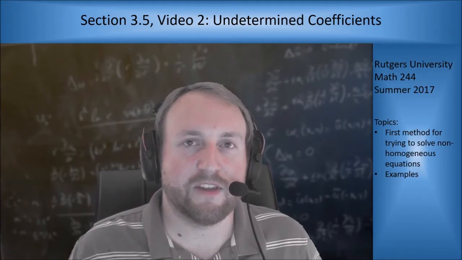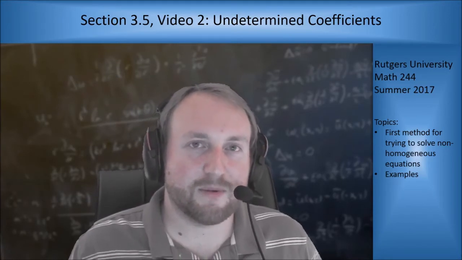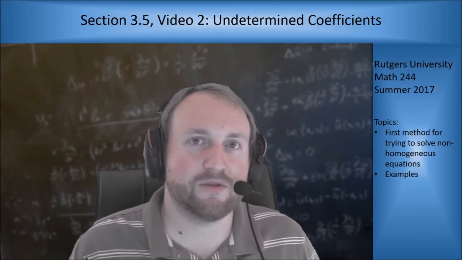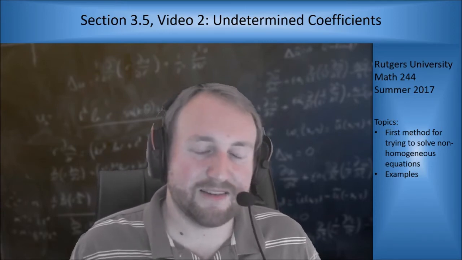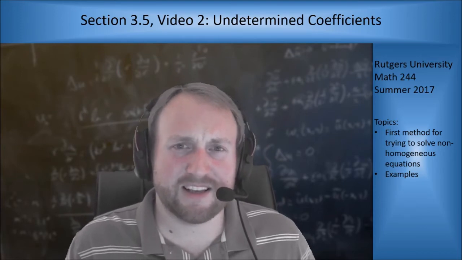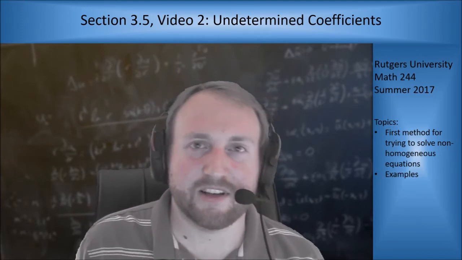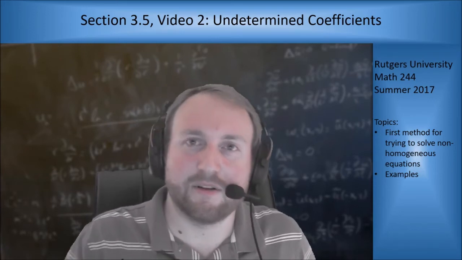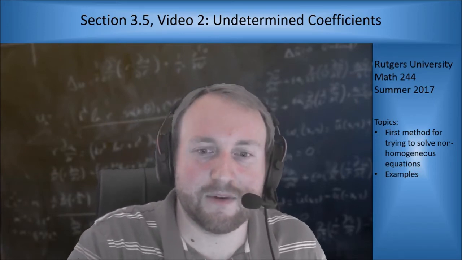Hey everyone, welcome to the second video of section 3.5 in the textbook. So for this video, we're going to start talking about the method of undetermined coefficients, which is the first method we're going to look at for how to solve non-homogeneous equations. It basically involves taking a guess at the solution based on what it looks like. It works in a lot of cases, obviously not all of them because you have to guess at things, but we'll see what it looks like and it'll sort of make sense once we get into it. So let's go ahead and start writing things down about it.